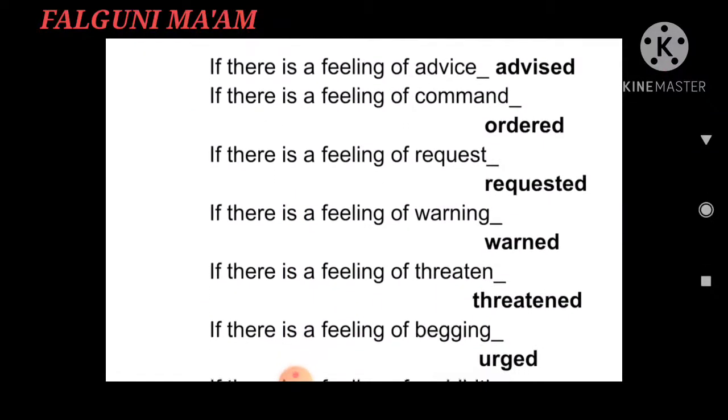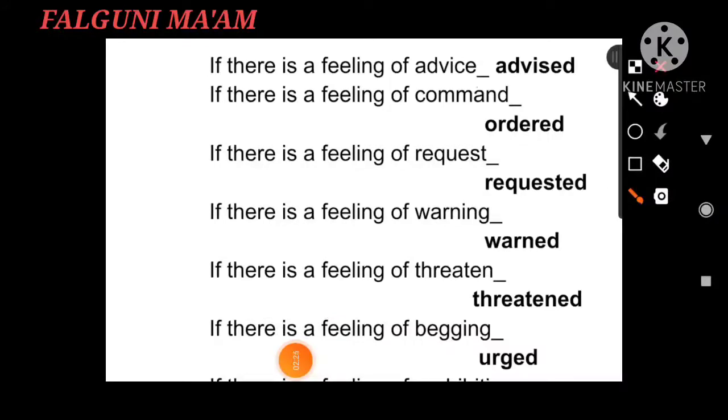So, if there is a feeling of advice, then we have the reporting verb advise. Friends, make sure about the spelling of advice. Here you can see two spellings of advice. The first one, advice, indicates the noun, and here advised is a verb. Whenever we use a reporting verb, we have to use the past form of the verb. In the past reporting verb, it must be the spelling advised, because this spelling indicates a verb and advice indicates a noun. If there is a feeling of command, we have the reporting verb ordered.